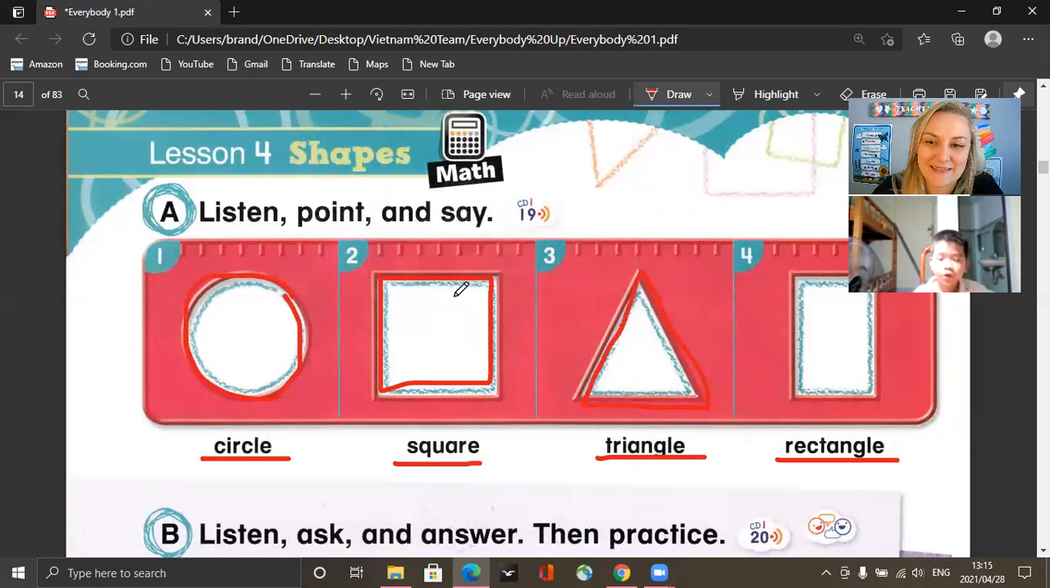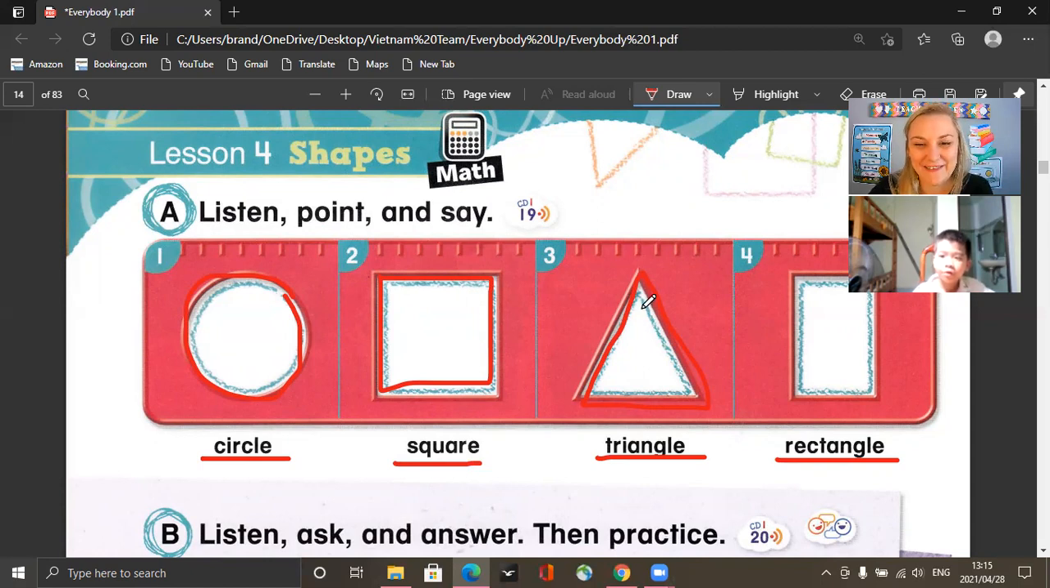Number two. Square. Okay. Triangle. Let's say again. Triangle. Okay, what's number three? Triangle. Very good. Number one? Circle. Yay! Number two? Square. Yes. Number three?